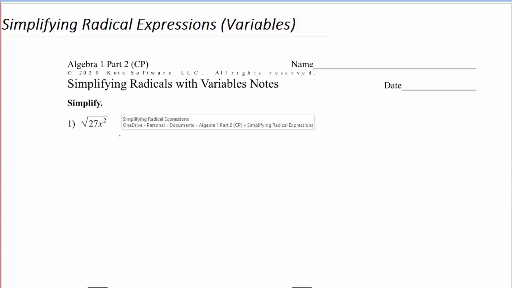Hello, welcome to Simplifying Radical Expressions with Variables. Last week you got to work with Mrs. Goulet on simplifying radicals when you only had numbers. But this week we're going to throw variables in there because of course this is algebra. We like to have variable quantities.